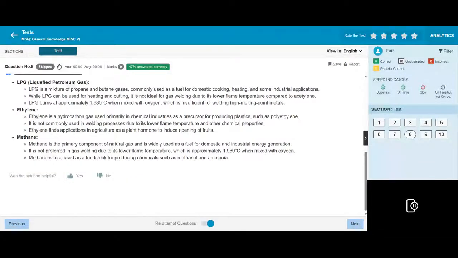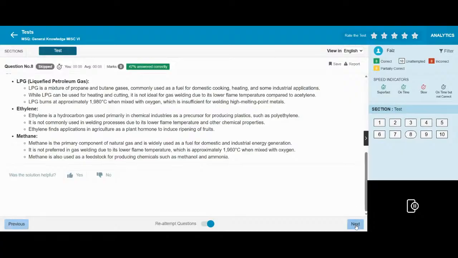Methane is a primary component of natural gas and widely used as an industrial energy gas. It is not preferred for gas welding due to its lower temperature when mixed with oxygen. Methane is also used as a feedstock for producing chemicals such as ammonia.